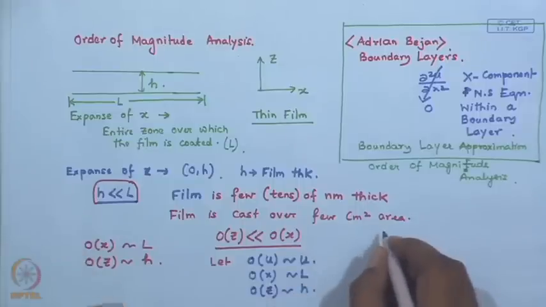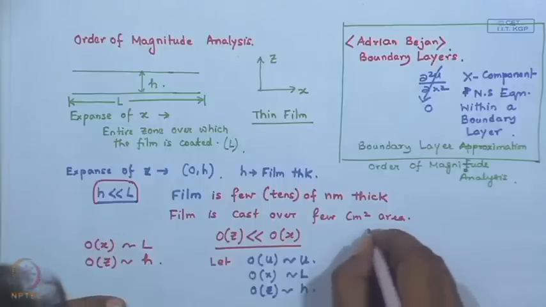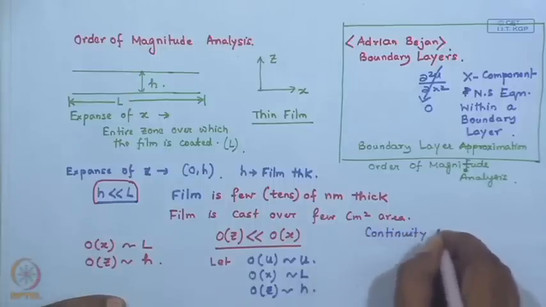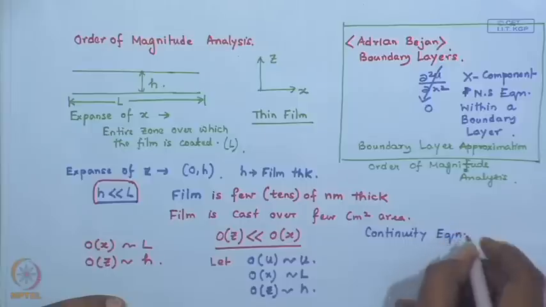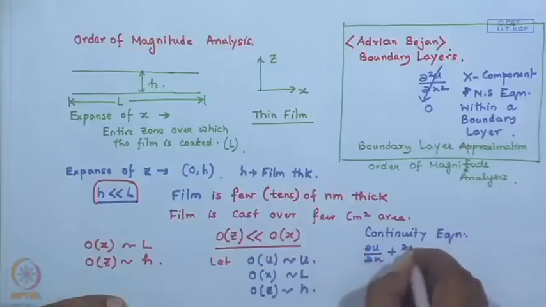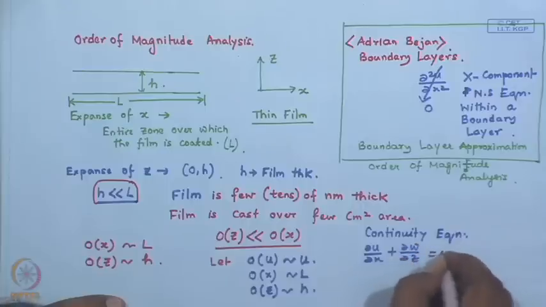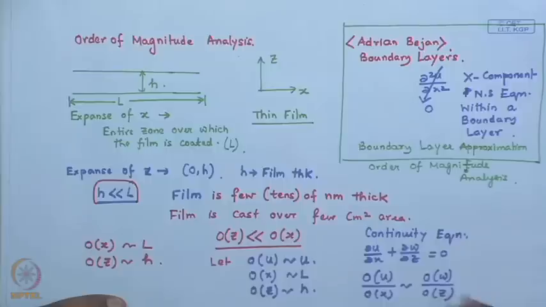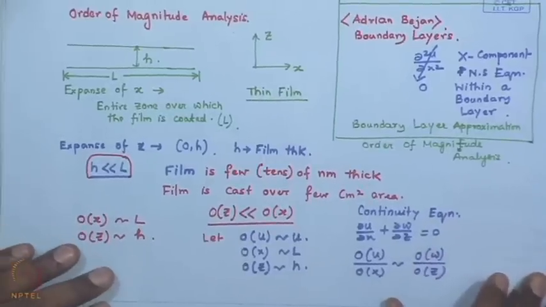Now, if you look at the continuity equation, which is ∂u/∂x plus ∂w/∂z is equal to 0, that is order of u by order of x is of the order of w divided by order of z. Do not have to worry about the sign and all that, this is just a qualitative order.